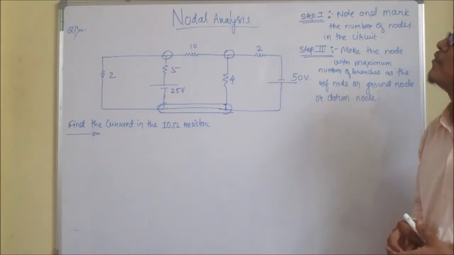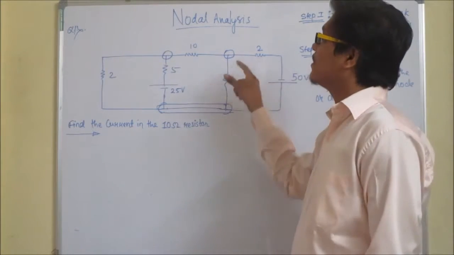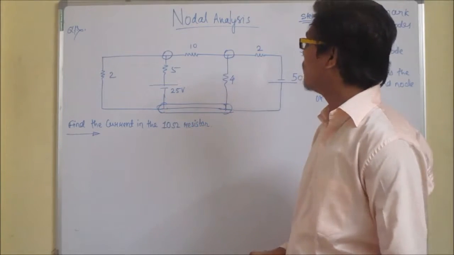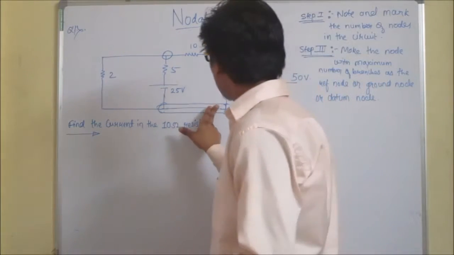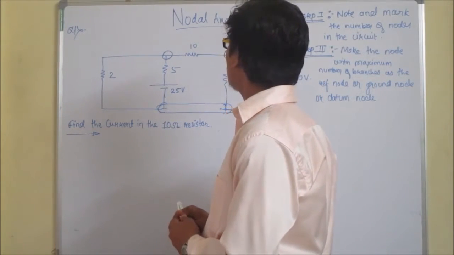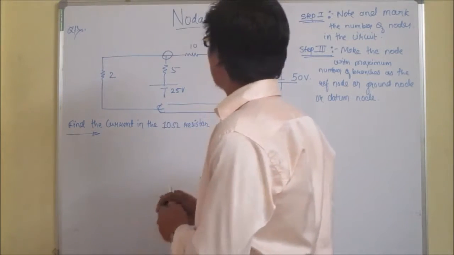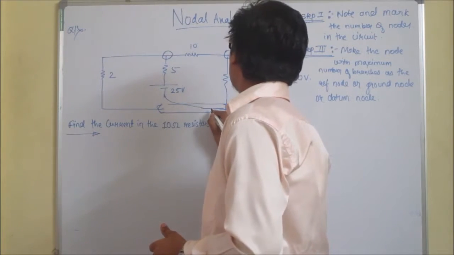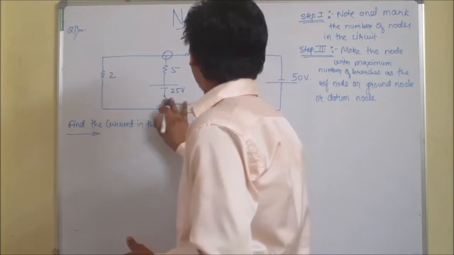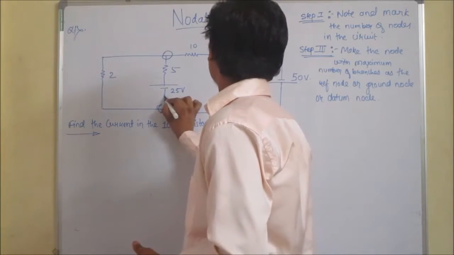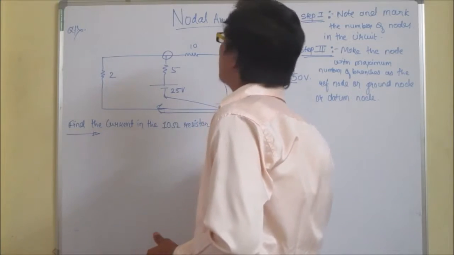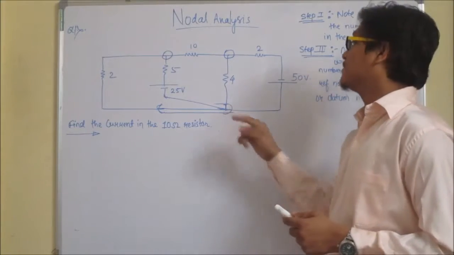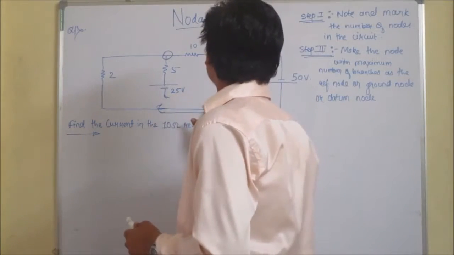Which is the node with the maximum number of branches? Here there are 3 branches in this node. Here there are 3. Here how many? 1, 2, 3, 4, 5. 5 branches? No, this is not a branch. I can just redraw this network directly in this way. So how many branches are there? 4 branches are there. So which is the node with the maximum number of branches? This one. So I'll make it the common node.